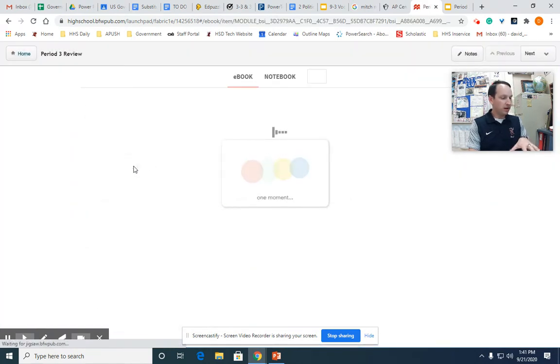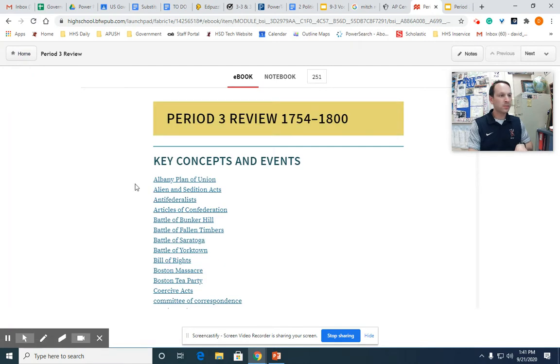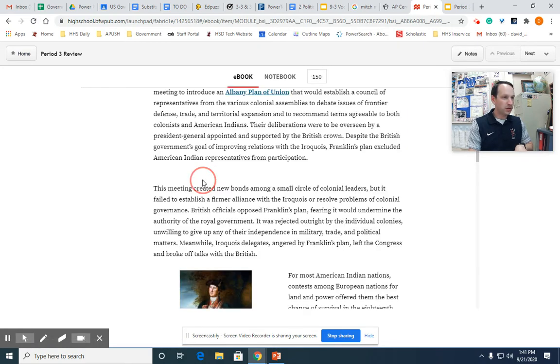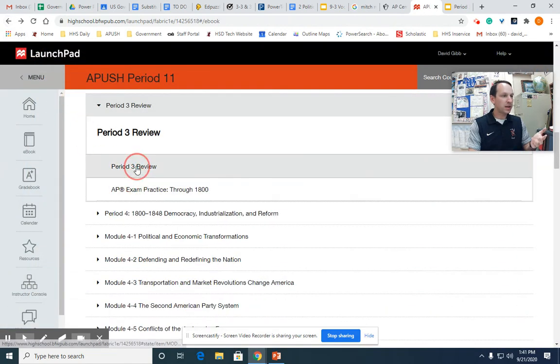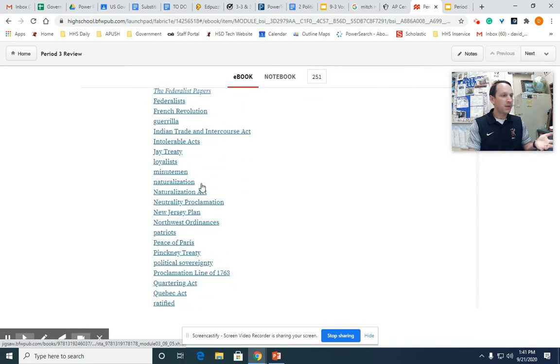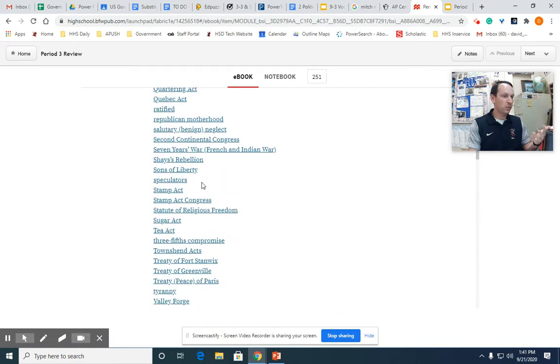That takes you to what is in your textbook, page 252, and it goes over key concepts and events. So if you click on Albany Plan of Union, it takes you straight to the book where it was, so you can read around the text if you need to. Or you can go down the list here, all these names that should be familiar to you. And if they aren't, you can read up on them.